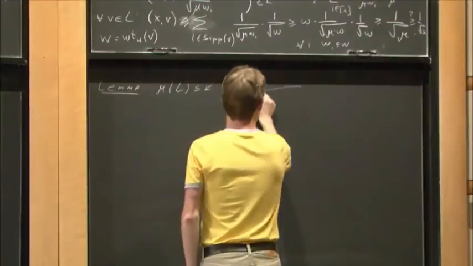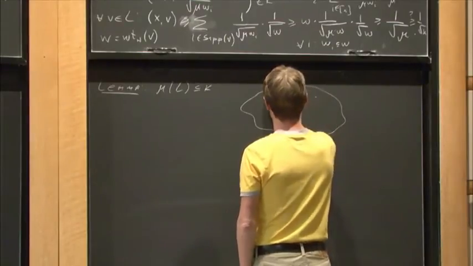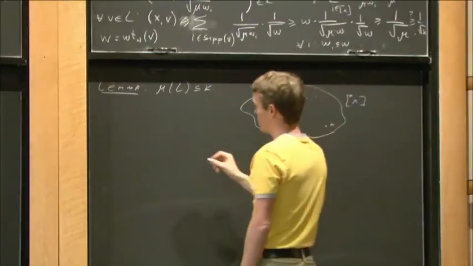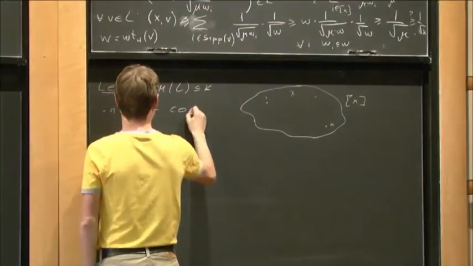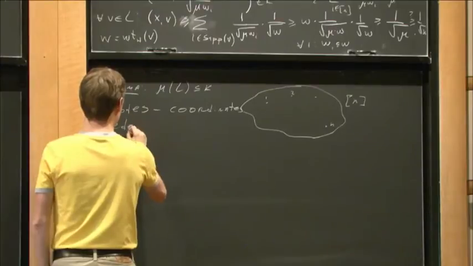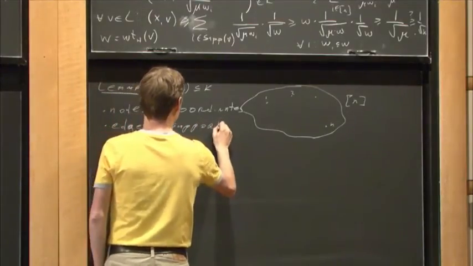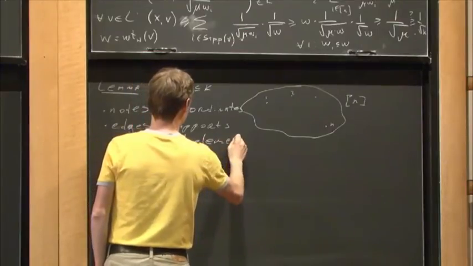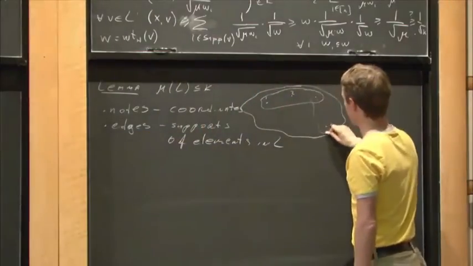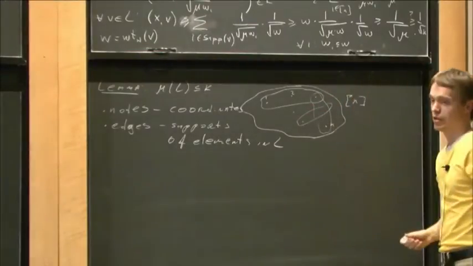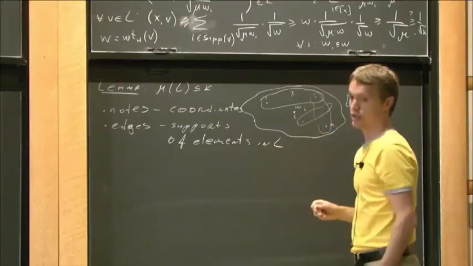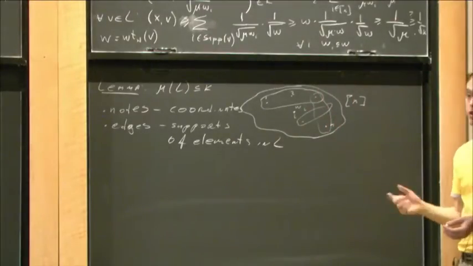So I consider the following hypergraph. There are n nodes, 1 up to n, corresponding to coordinates. So nodes are coordinates. And the hyperedges are supports of elements in L. If there is an element in L, then I take its support and put a hyperedge. So this is some hypergraph. And for every node there is this quantity Wi associated with it, which is just the size of the smallest hyperedge that contains that node.